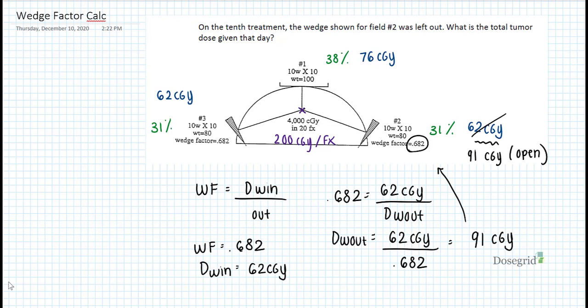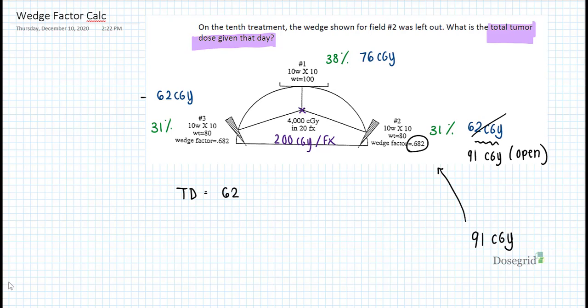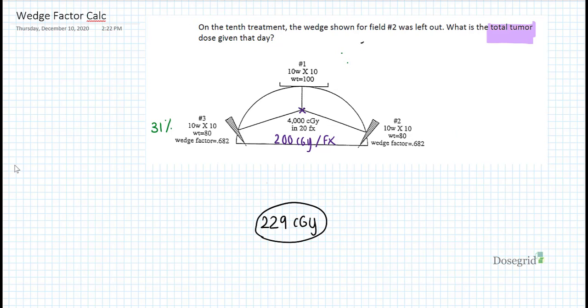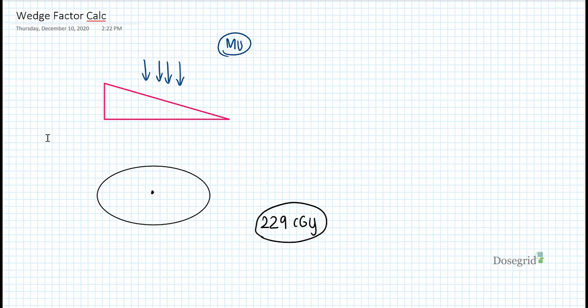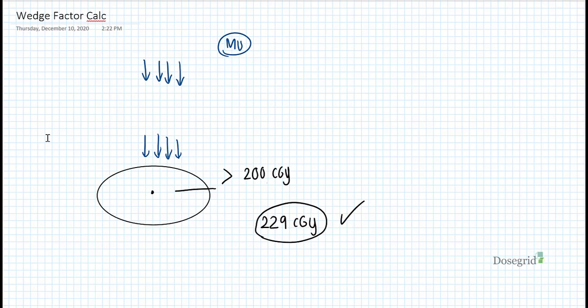Now, the question is asking for total daily dose, so you must add the dose from the other fields, the 62 plus the 76 centigray, to the 91 centigray, and you get 229 centigray total. Circling back to our earlier logic, 229 makes sense because the patient was slightly overdosed that fraction with the wedge out. And that's how you approach wedge calculations.